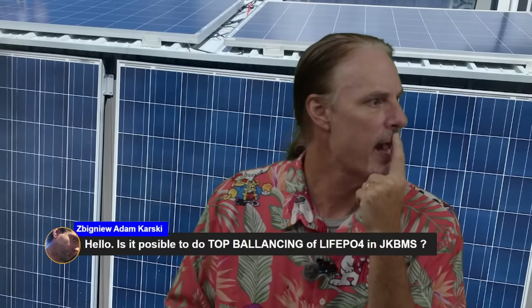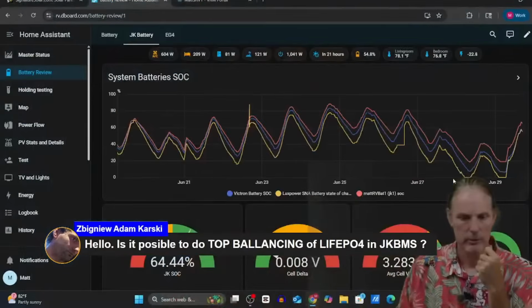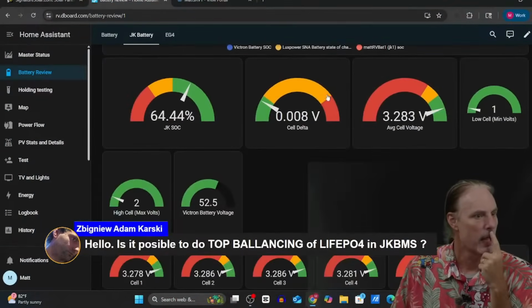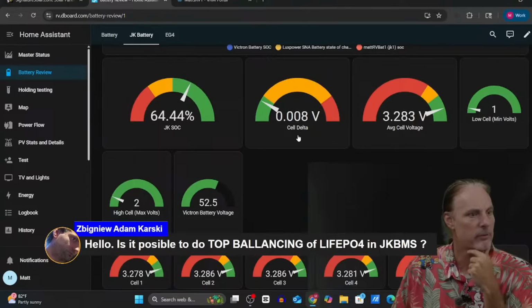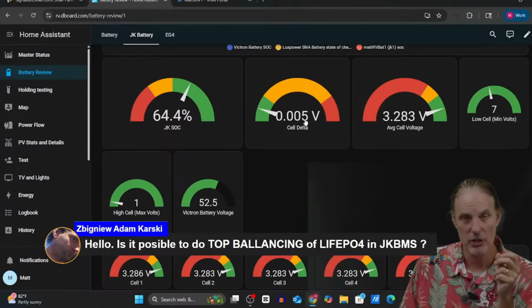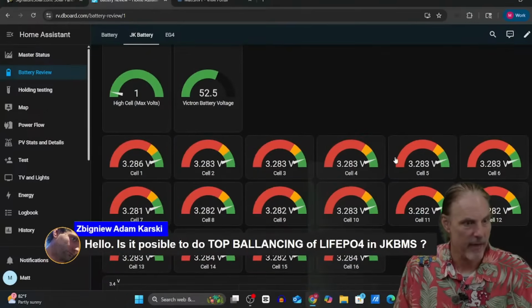And I think I can actually show you some real live feeds from that. Let me just see if I can get this to show up right here for you. Let me switch over here to the computer. So this is my Home Assistant, and you can see right now my cell delta is 5 millivolts, and you'll see this change. It does not have an active balance running. You can see the voltages are low.